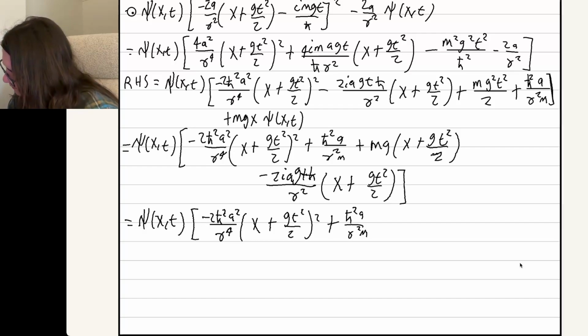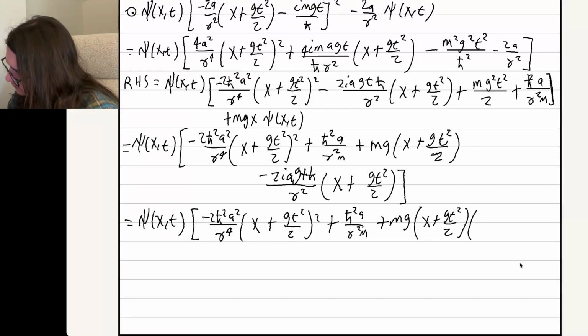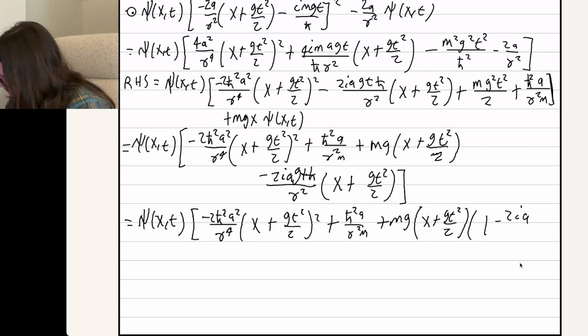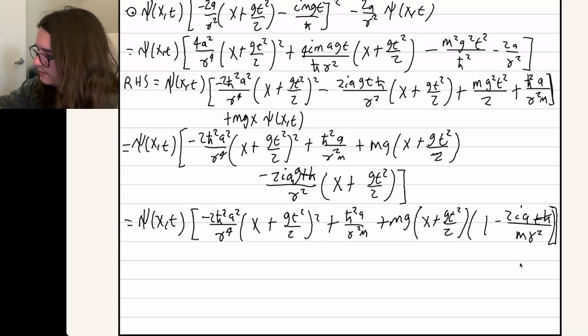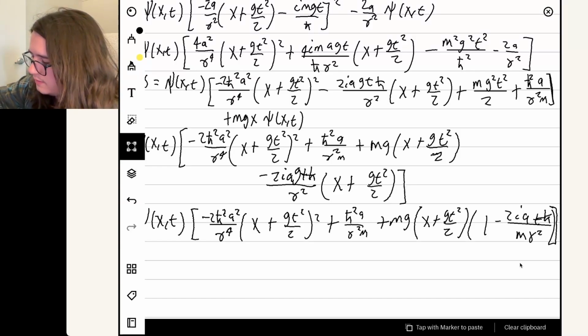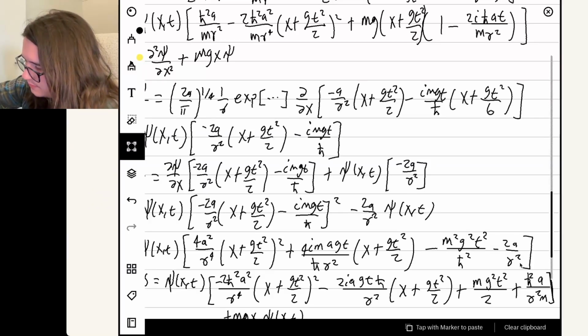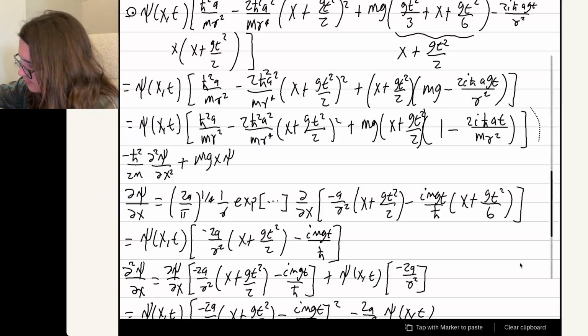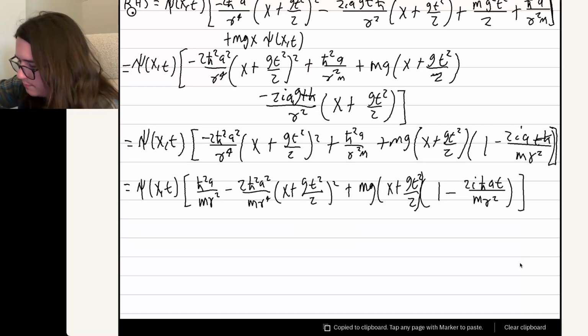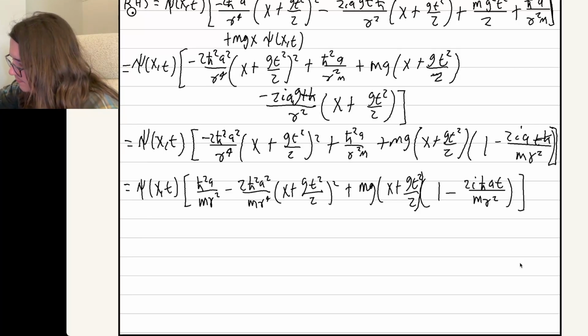But to write it all out, we've got plus mg times x plus gt squared over 2 times 1 minus 2 i a t h bar over m gamma squared. And that's identical to what we got for the left-hand side. I'll copy down what we got previously, but it was this up here. Quickly compare those terms. You'll find that they're the same.